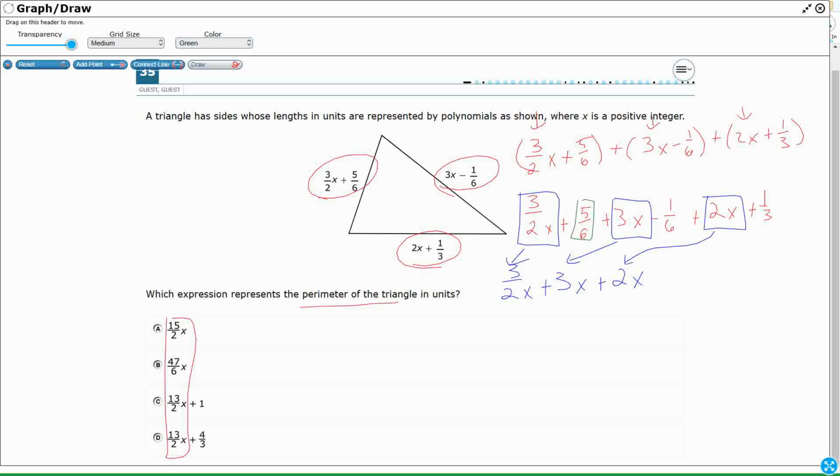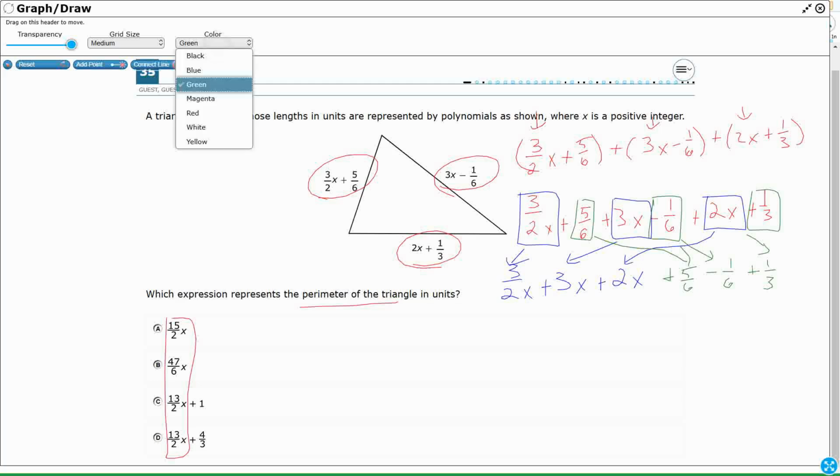I'm going to grab just my numbers, and I'm going to bring them back here, right? So I'm going to do a plus 5/6 minus 1/6, and then a plus 1/3. Now all I need to do is simplify. So let's deal with our coefficients first. So it's going to be 3x plus 2x, right? That's going to be 5x plus 3 halves x.